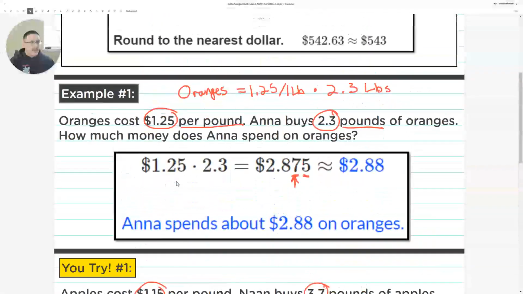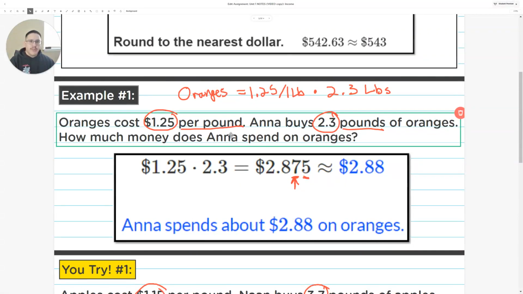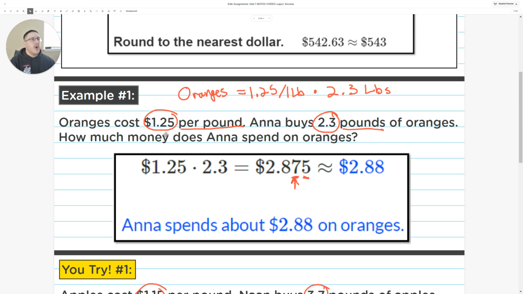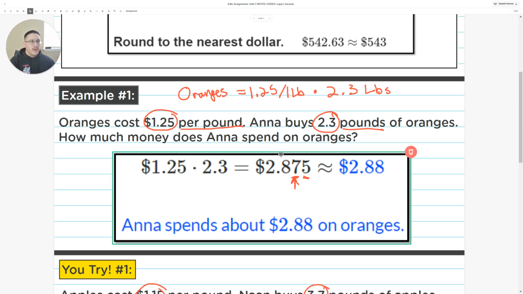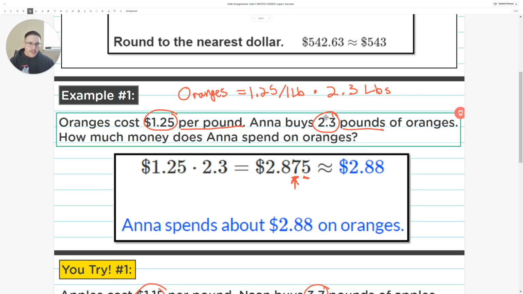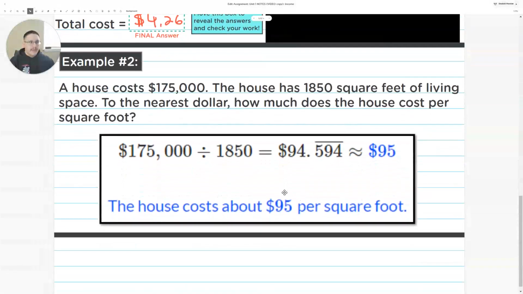Okay, now the previous problem that we looked at was a multiplication problem. So per pound, how much money does Anna spend on oranges? How much total money does she spend? Those are all clues that indicate a certain operation. In this case, this indicated we needed to multiply. Now let's look at example 2.